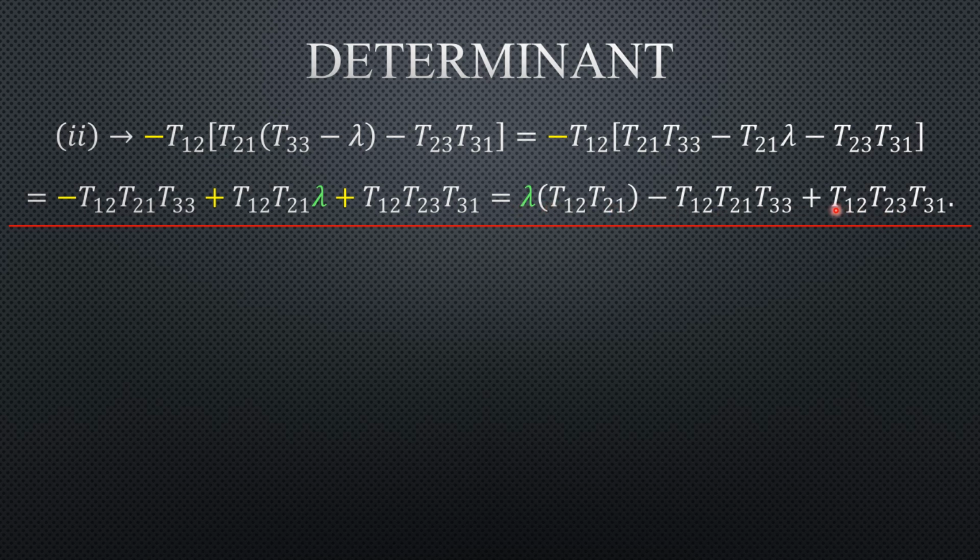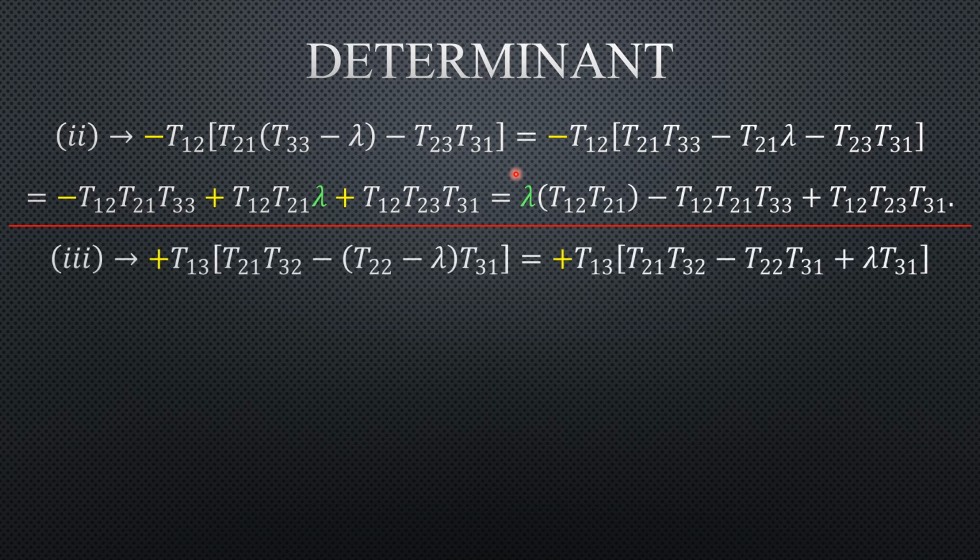What's important to note here is that we knew from part 1 that we had 3 lambda terms, right? So it made sense that we ended up with a cubic. In part 2, we only had a 1 lambda term, so it makes sense that we ended up with a linear. Part 3 was also much like part 2, so we're going to end up with another linear.